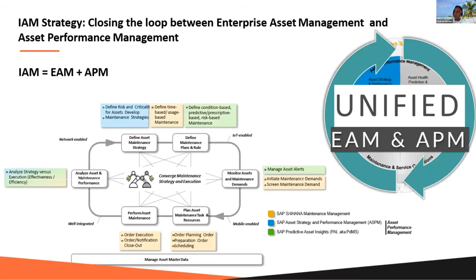This is another slide. What is IAM? What is intelligent asset management? That's basically EAM plus APM. I'm not going to go through every flow, but it's a different representation from the SAP perspective: the inner rectangle and these six boxes talk about the standard SAP processes, and the outside boxes talk about the SAP APM processes, that is asset performance management processes.